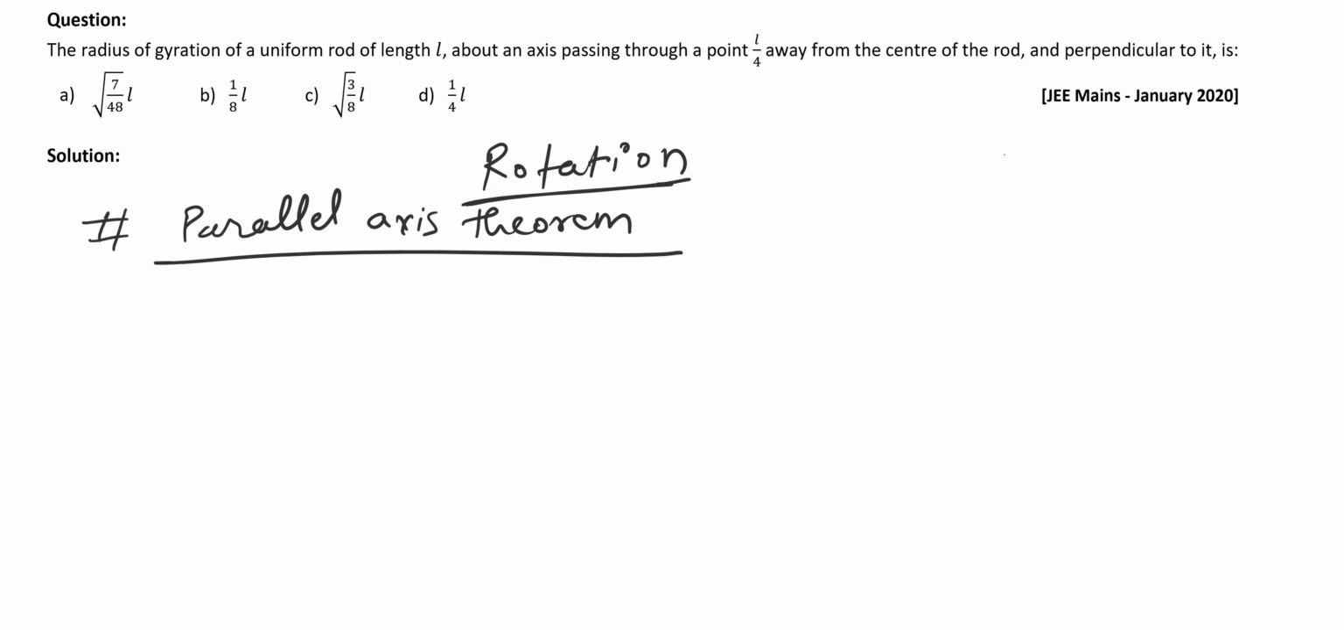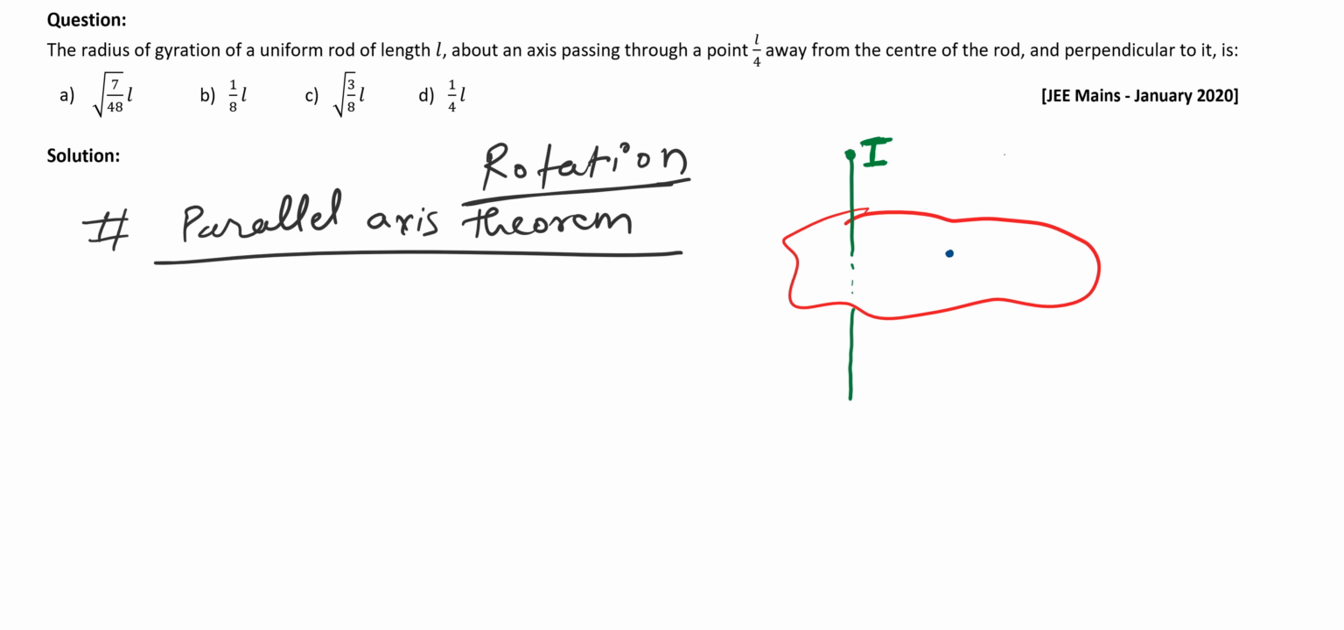What does the parallel axis theorem mean? Parallel axis theorem says that if we have any random body and we want to find out the moment of inertia of this body about any given axis, let's say this green axis, and the moment of inertia about this axis is I, then how can we find the moment of inertia about this axis? To do that, we need to know the moment of inertia about an axis which is passing through the center of mass of this body, and is parallel to the given axis about which we have to find the moment of inertia.